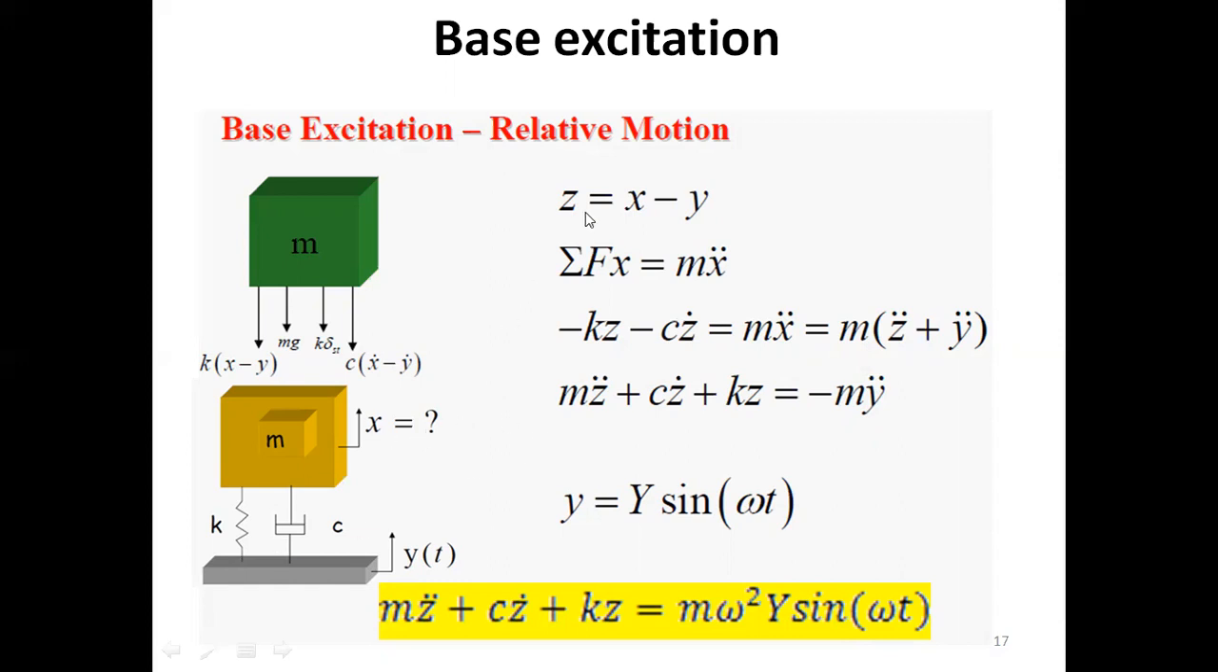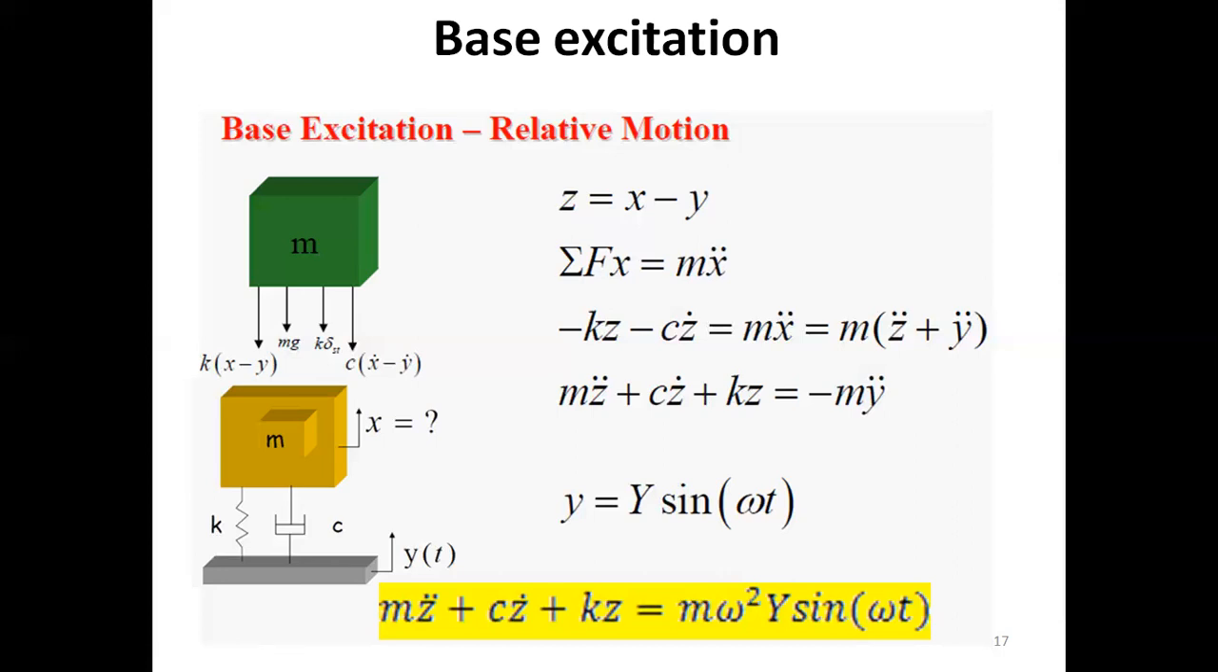So, the relative displacement here is, let's say, z, and let's assume again x is greater than y, so z would be equal to x minus y. So x is an absolute displacement, this is the absolute displacement of the mass. y is the absolute displacement of the base. However, z is the relative displacement between the mass and the base. So let's say z is equal to x minus y.